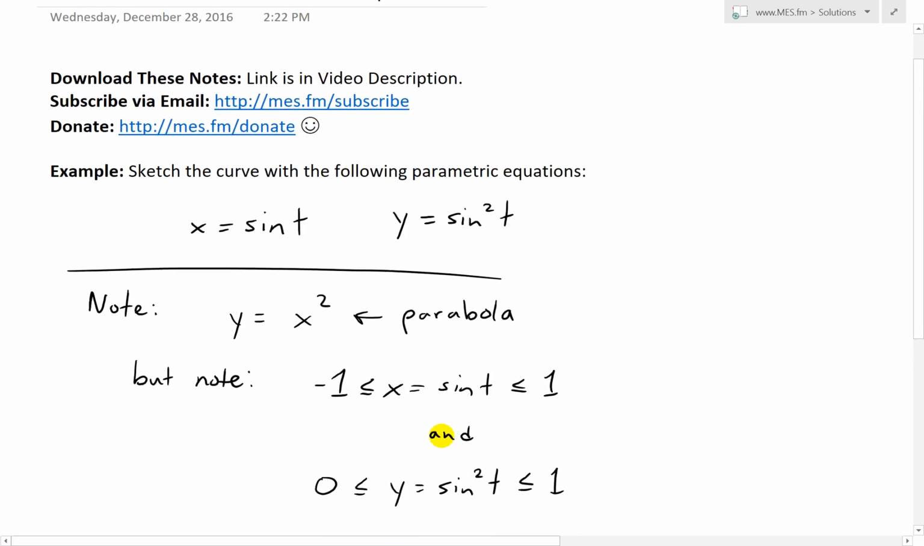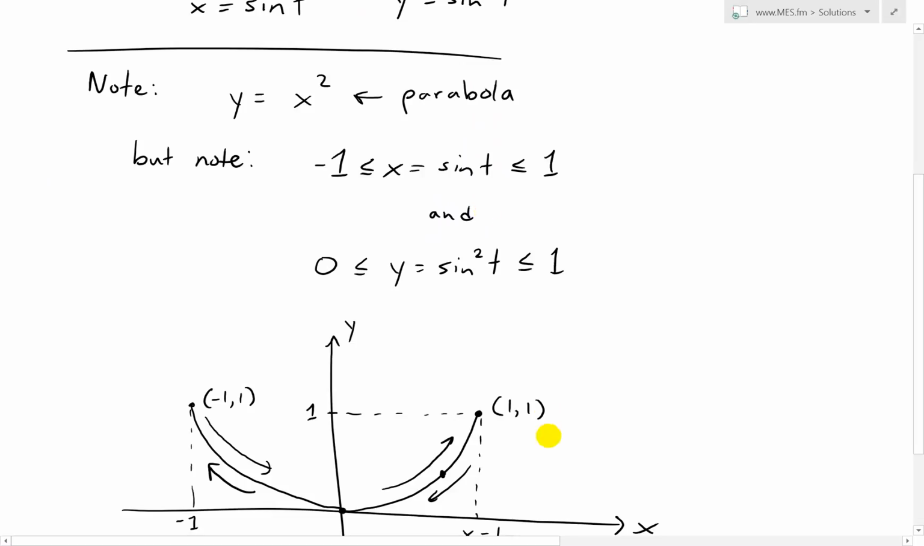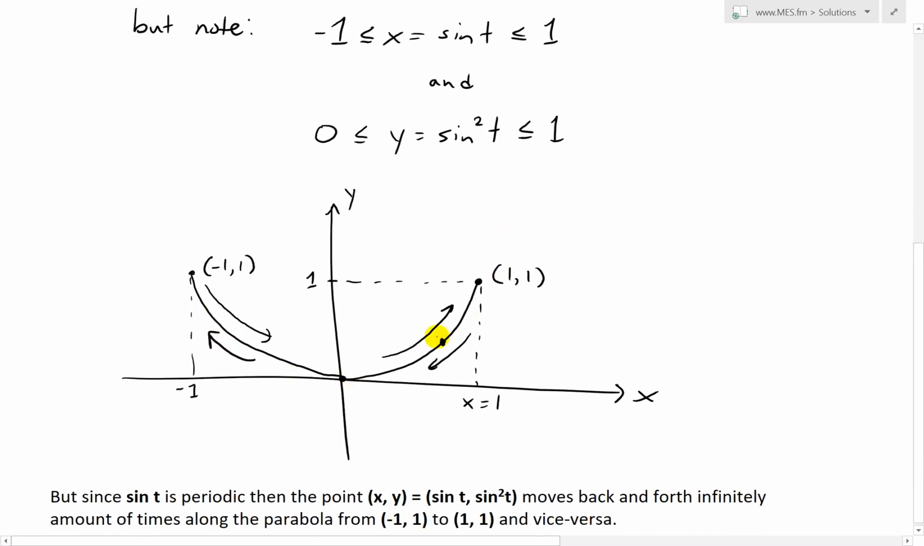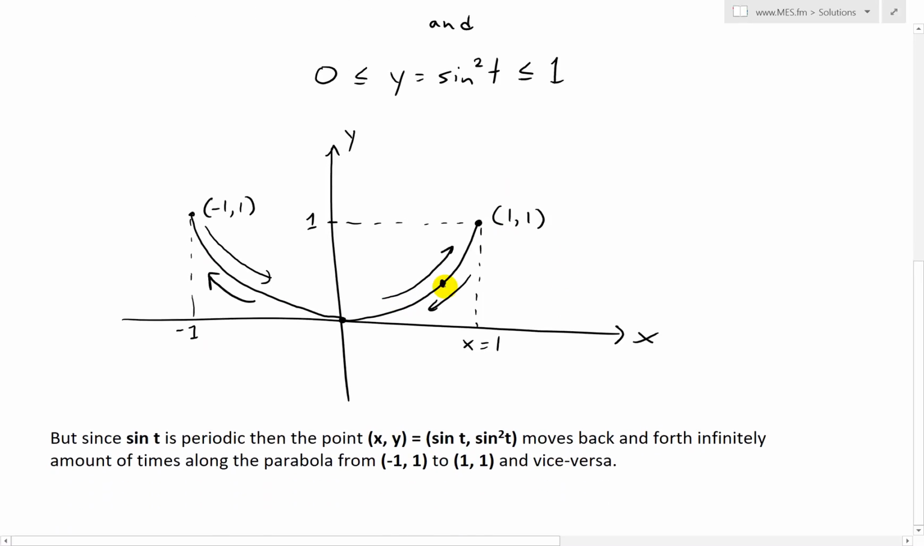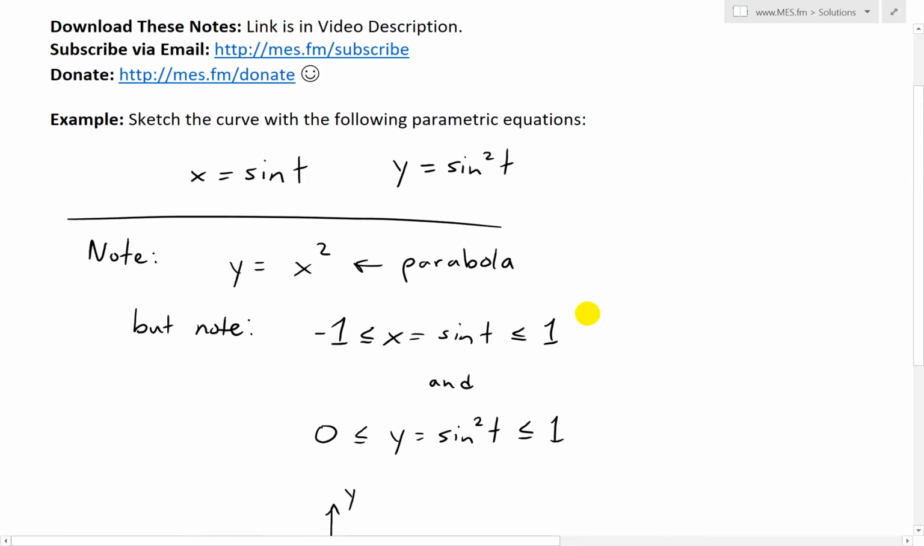So that's all for today. I just wanted to show this quick example of how parametric equations can be used to graph simple curves like a parabola, but behind the scenes, the particle, this one right here, our (x, y), is moving back and forth as you change the t value because of the periodic nature of the sine function.